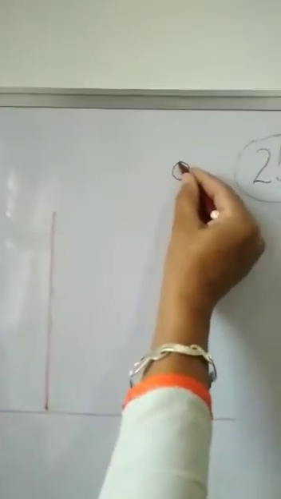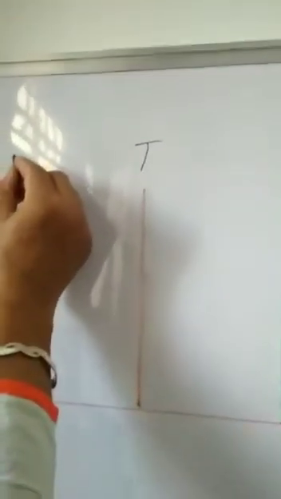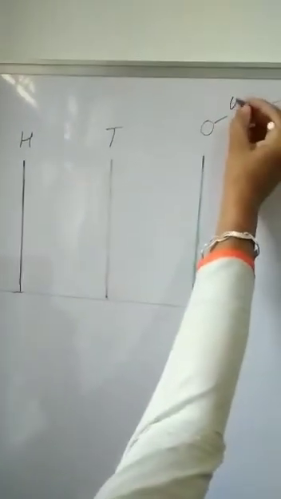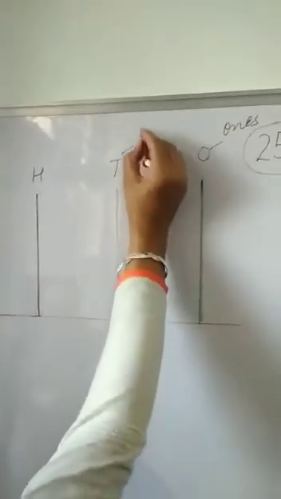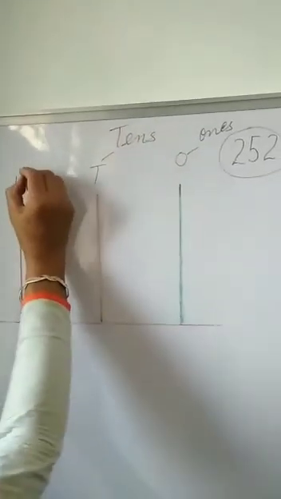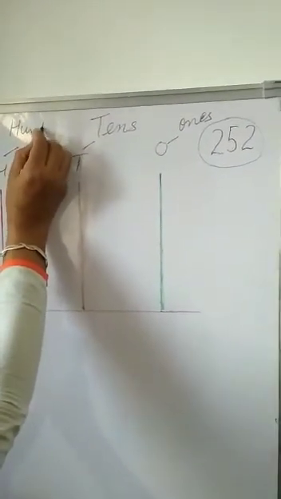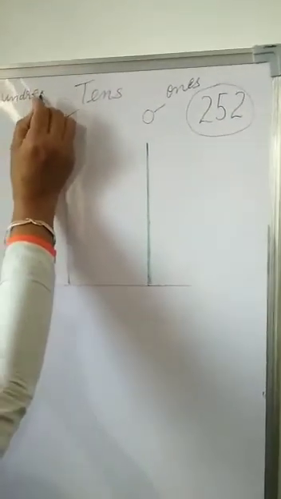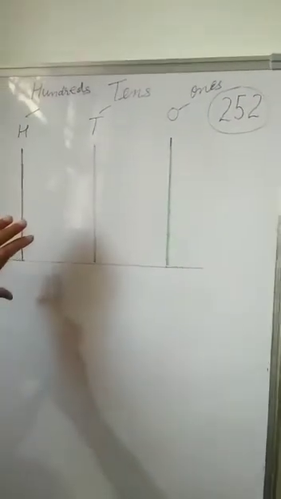The first spike shows ones, the second spike shows tens, and the third spike shows hundreds. This O stands for ones, T stands for tens, and H stands for hundreds. Right? This much is clear to you?